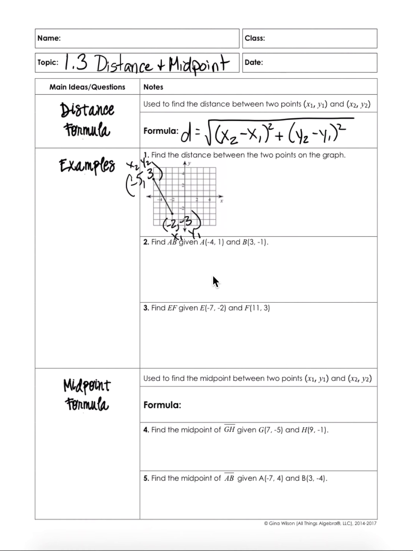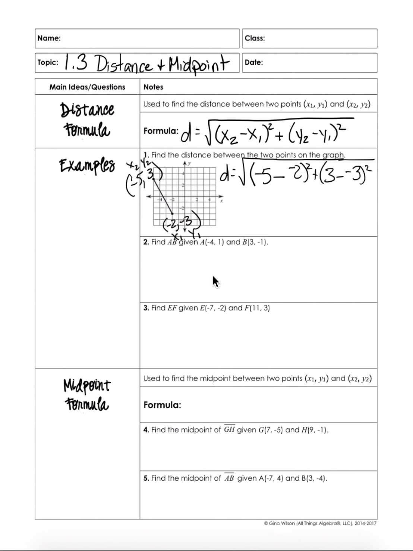All right, so I'm going to now use my formula, and in place of x sub 2, I'm going to use the point that I labeled x sub 2, negative 5, minus, and in place of x sub 1, I'm going to use the point that I labeled x sub 1, negative 2, and I'm going to square that. And then I'll do the same thing for the y's. So y sub 2 first, that's the 3, and y sub 1 second, that's the negative 3 squared.